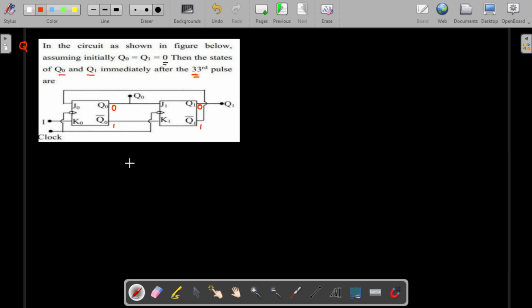First let us find how this works. The first thing we need to find is whether this is a synchronous or non-synchronous clock. The clock is applied to both, so this is a synchronous counter.